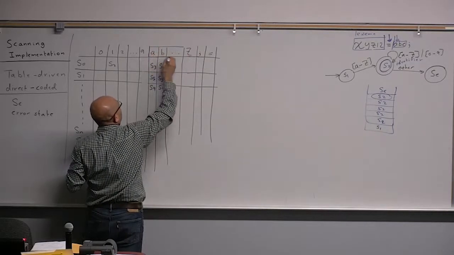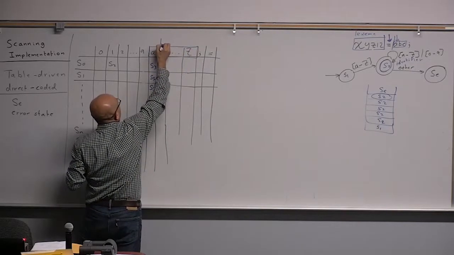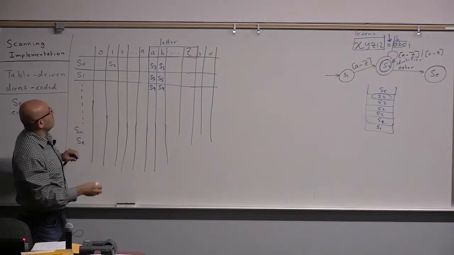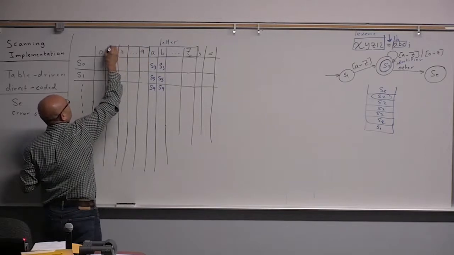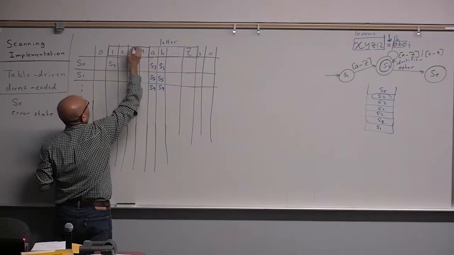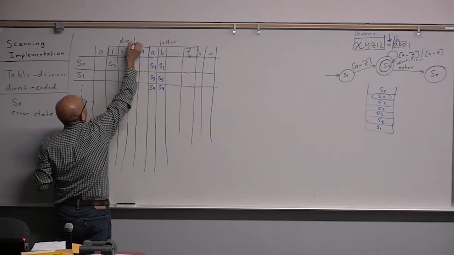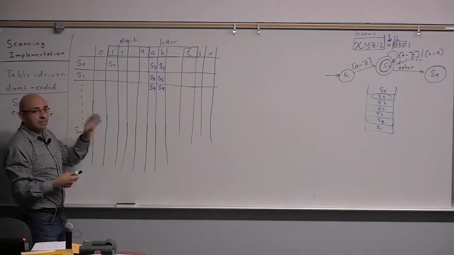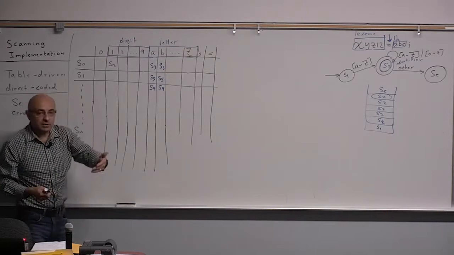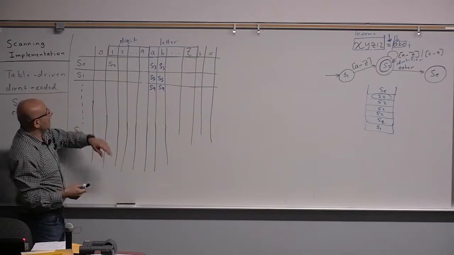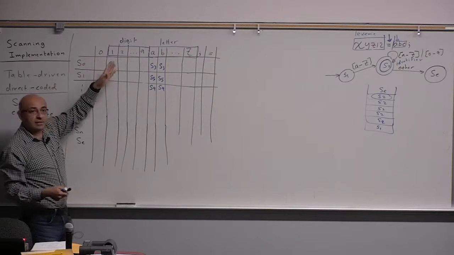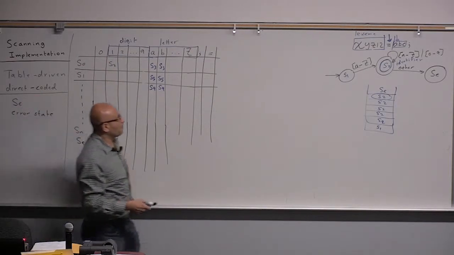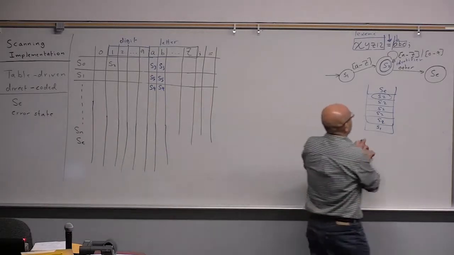So you can categorize all of these as belonging to the letter category. And then you have one transition for the letter category. And similarly for the digit. So you can do two tables. One table that takes a symbol and gives you the corresponding category. And then your actual transition table is based on the categories. So it could be something like this.